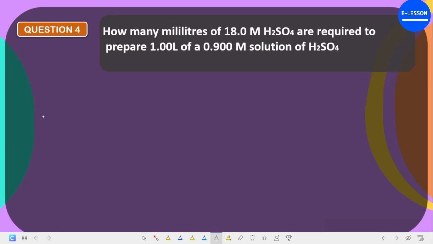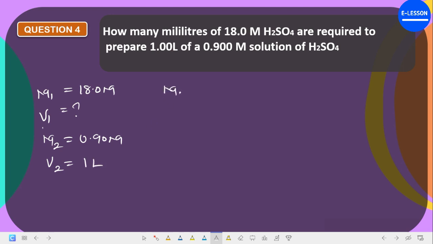How many milliliters of 18, it is still the same thing. So our Ca is 18.0 mole of H2SO4. So Va is what? Unknown. Required to prepare 1 liter. So the new concentration, this one now is dilution. So let's use M1 as the initial concentration and V1 as the initial volume, and then M2, the final concentration, is 0.90 mole, and then V2 is 1 liter.